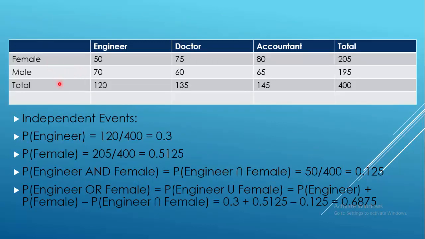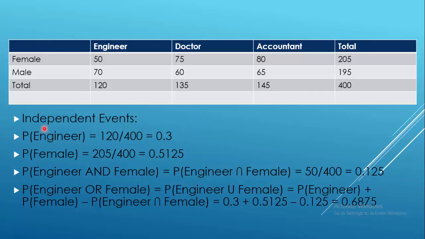So let's have a look at this table. We have got female and male, and there are 50 female engineers, 75 female doctors, and 80 female accountants. Altogether we have got 205 females, and we have got 70 male engineers, 60 male doctors, 65 male accountants, and altogether 195 males. So total we have got 400 persons, and total number of engineers is 120, total number of doctors is 135, and total number of accountants is 145.